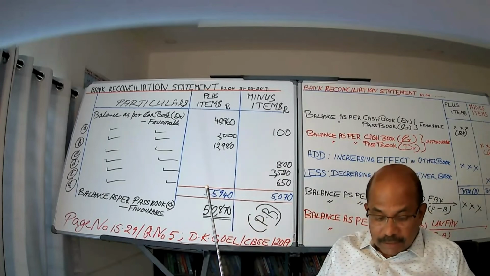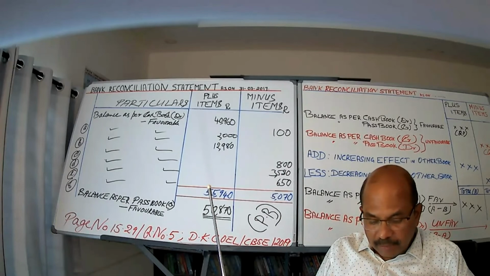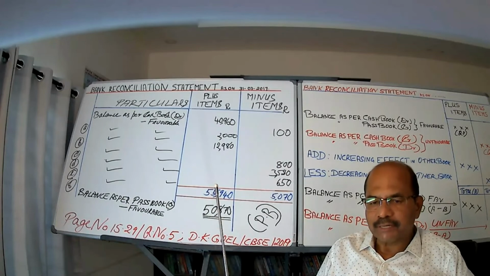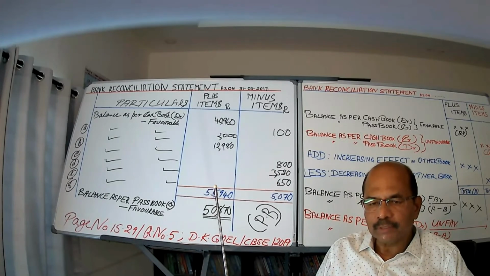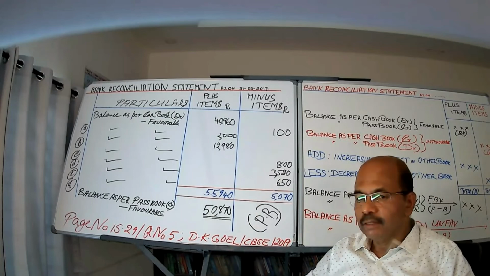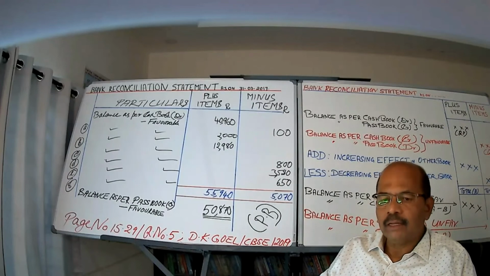Next, rupees 3,520 is entered in the cash book as paid into bank on March 31st, 2017, but not credited by the bank until the following day. It can be condensed like that: check deposited, not cleared. Assume 1 lakh each. The moment I deposited, the cash book balance has gone up, whereas the passbook is still 1 lakh only. Hence a decreasing effect. I'm showing it here. The entire thing is nothing but check deposited, not cleared, a very predominant factor in a bank reconciliation statement.